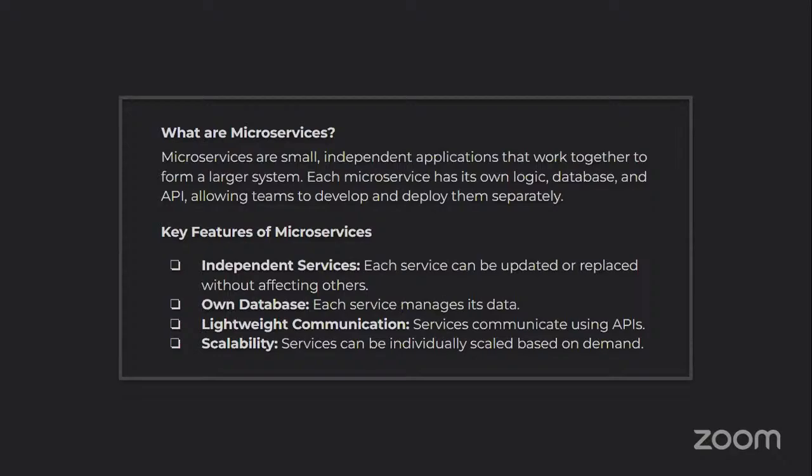The third point is lightweight communication. In order to communicate with other services, they use REST API. This means that if any of these services needs another service, they communicate using API. The last point is scalability. Services can be individually scaled based on demand. Each one of the services or all of the services can be scaled based on demand, and these are the key features of microservices.